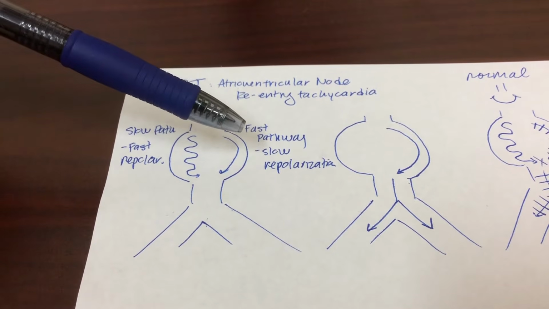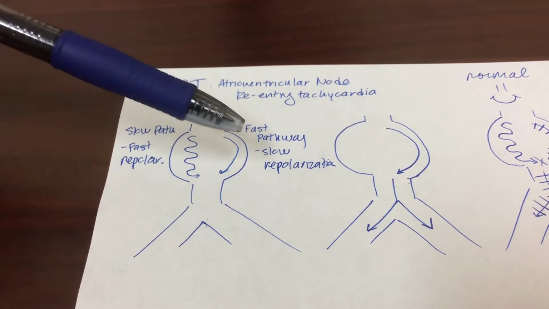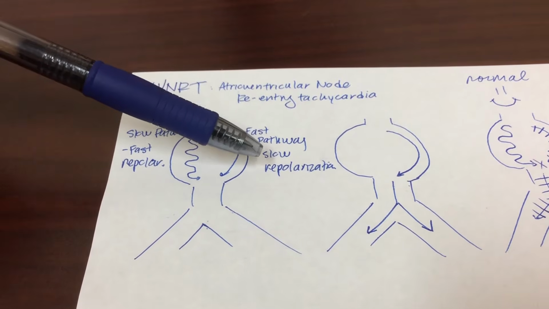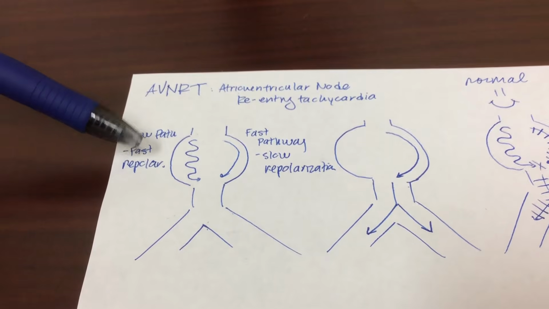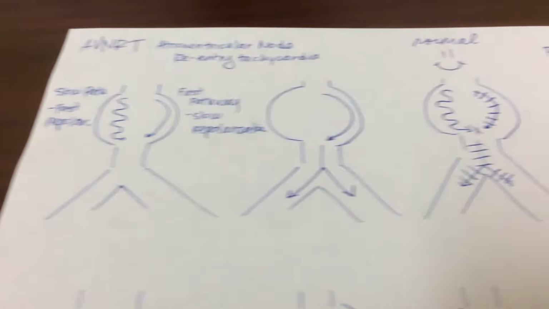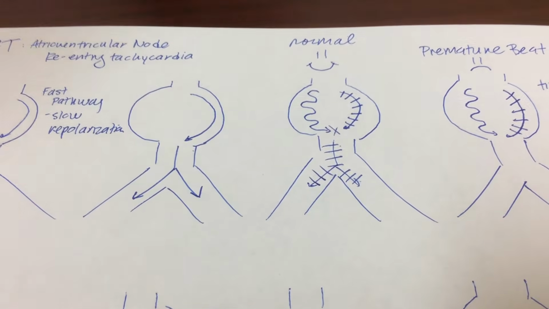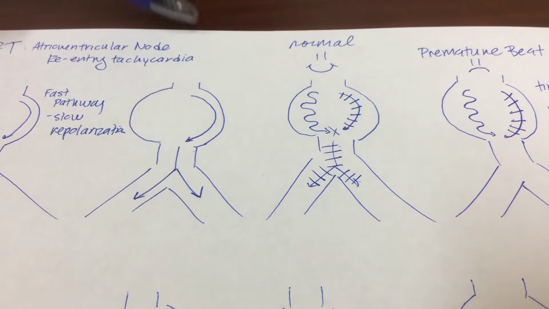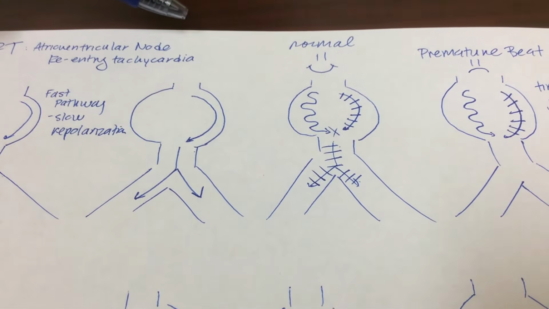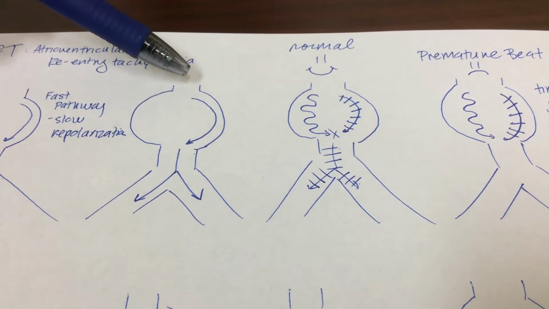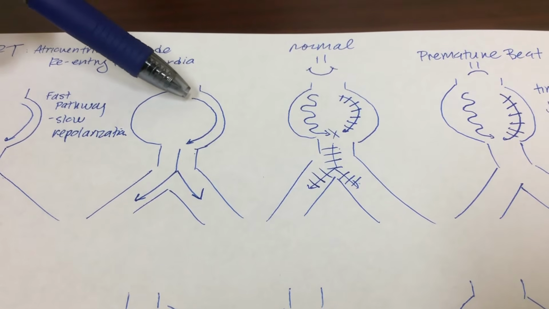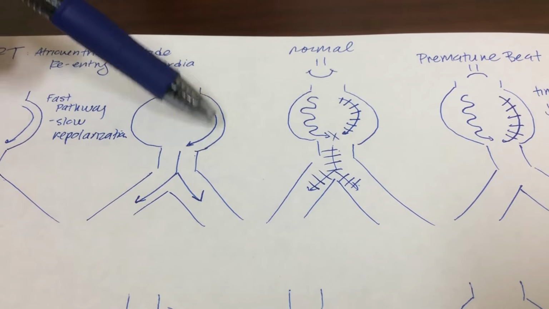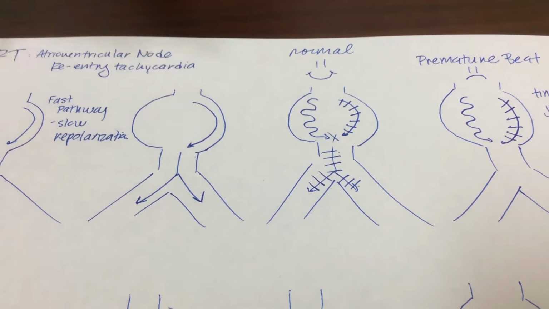It's important to know that the AV node has two pathways. It has a fast pathway with a slow repolarization time and a slow pathway with a fast repolarization time. So, jumping to a normal AV node, you've got your SA node discharging, setting a pace, and it comes down and hits the AV node. Once it enters the AV node, it will go down the fast pathway first. Not sure why, it just does.